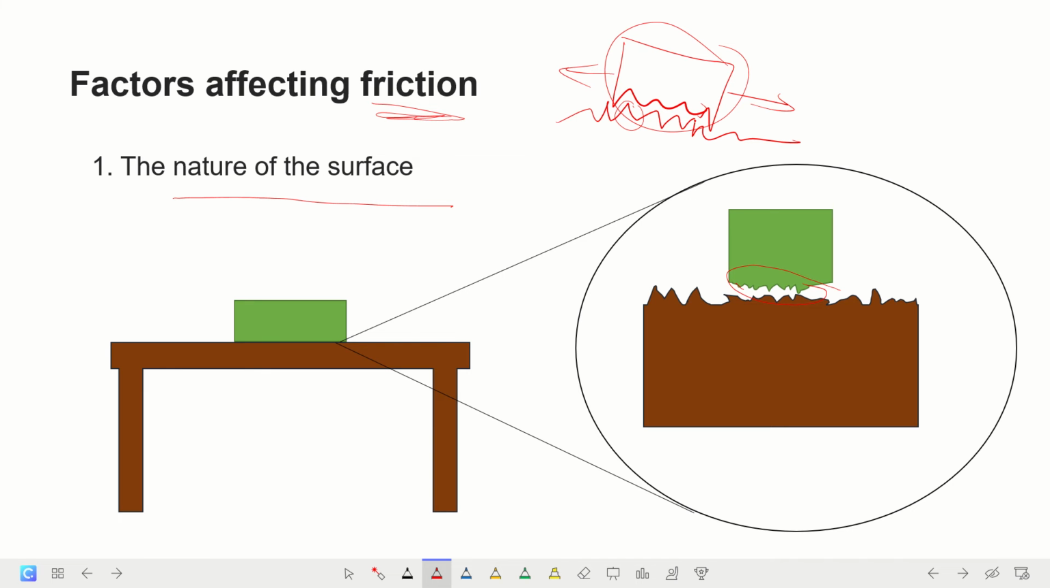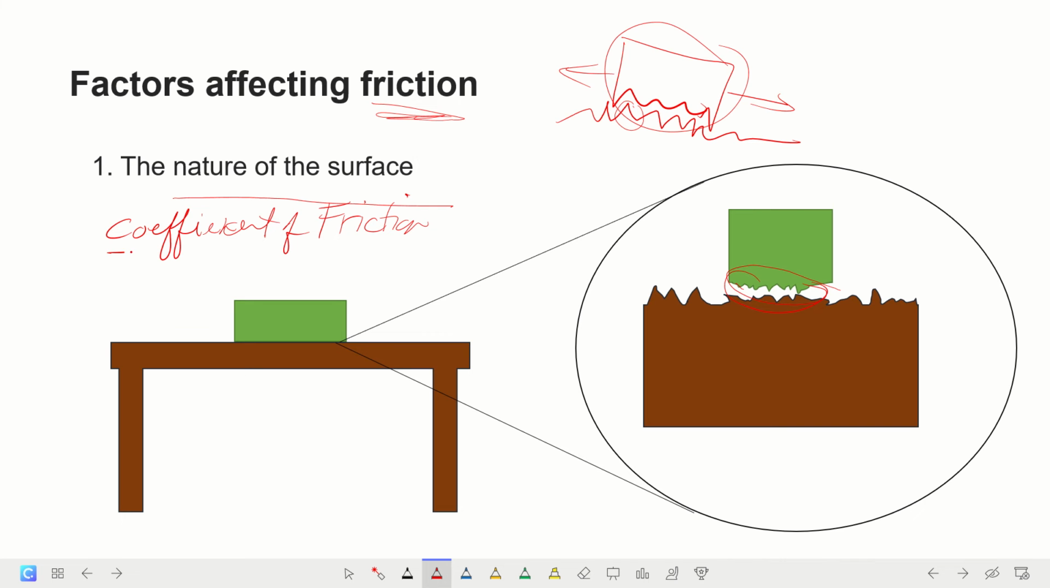So this opposing force coming from the irregularities is given by, or measured by, the coefficient of friction. We have two coefficients of friction: the static and the kinetic coefficients of friction. Later we'll discuss what the kinetic and static frictions are.